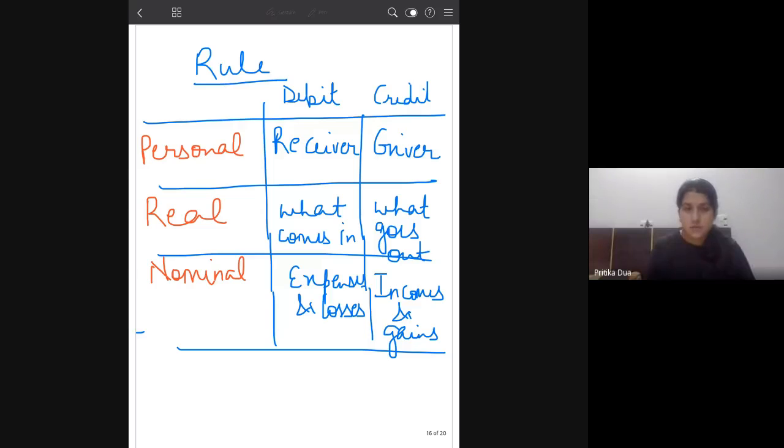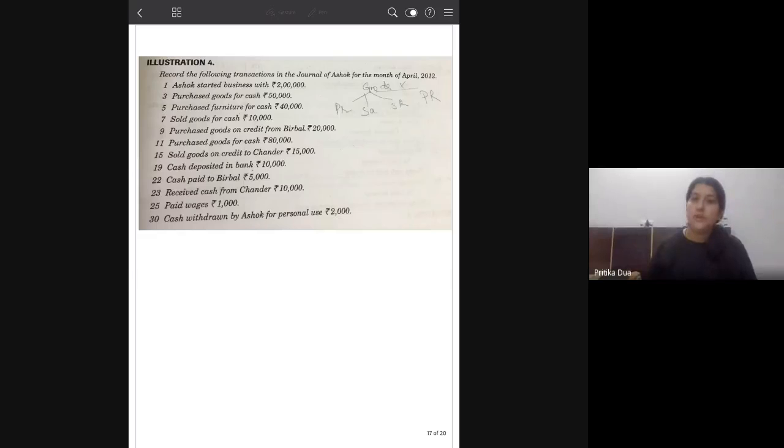Okay, so we'll start with the first question on understanding of these rules and then how to record a journal entry. For that, the question is there on your screens. First let us understand which account needs to be debited, which needs to be credited for each of the transactions, and then we will pass the journal entries in a proper format.